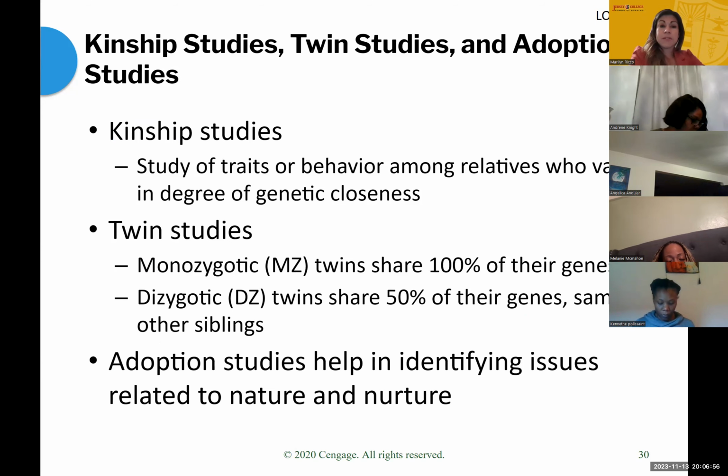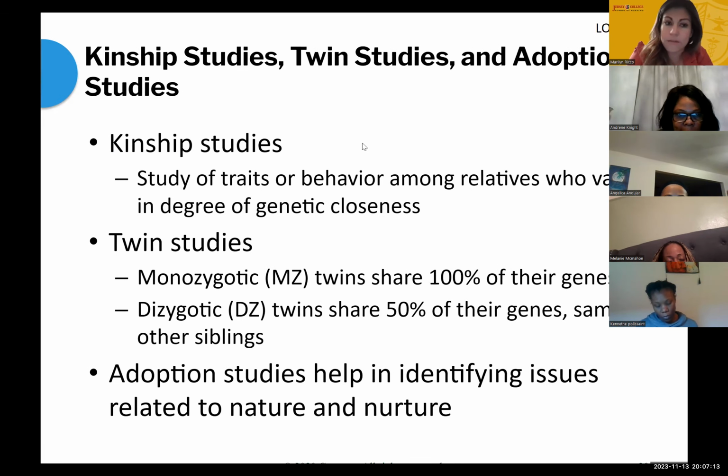Now kinship studies, twin studies and adoption studies. There are little paragraphs in this chapter of the textbook on kinship studies and twin studies. They're small paragraphs, just make sure you read through them, but there's not a lot of talk of these. Kinship studies are studies of traits or behaviors among relatives who vary in degree of genetic closeness. And twin studies, we talked about the monozygotic twins and dizygotic twins. The monozygotic twins share 100% of their genes, where the dizygotic twins only share 50% of their genes, which is the same as other siblings.